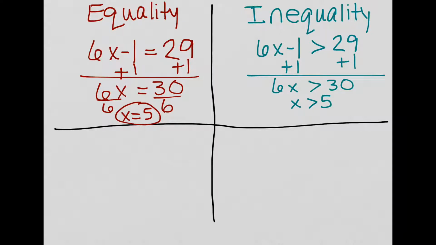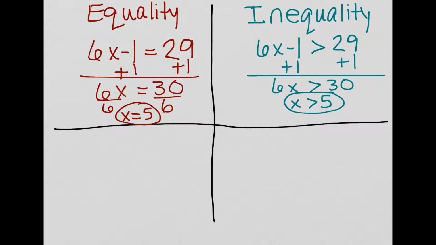Now the difference is in the solution, because we no longer have just one number that works in here. This says that any number greater than 5 is a solution to this inequality. Well, how many numbers are greater than 5? 6, 7, 13, 827, 5.01. There are an infinite number of solutions to this inequality, because I could choose any number bigger than 5 and it would work in this inequality.